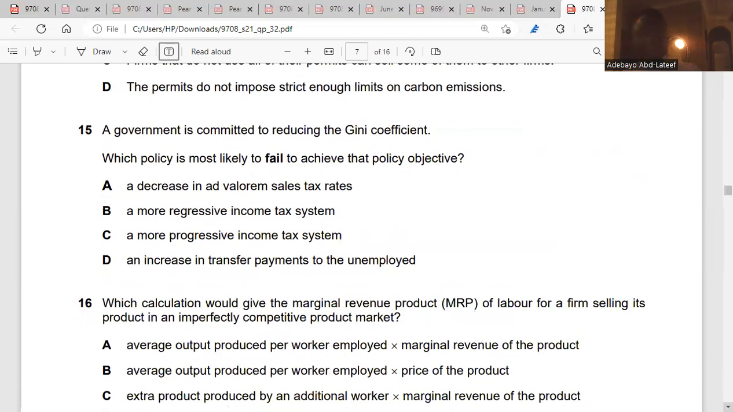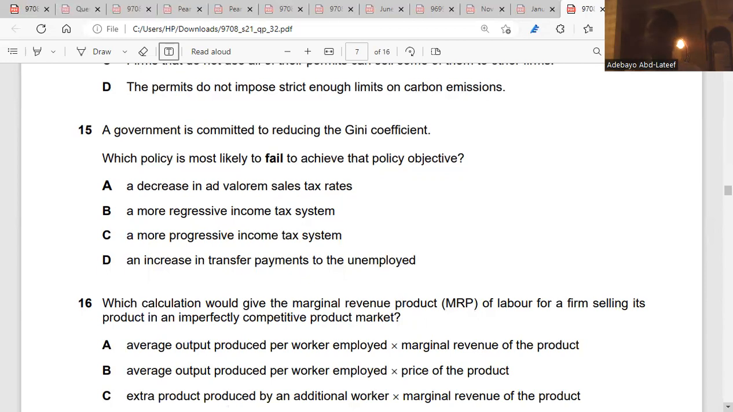Question 15. A government is committed to reducing the Gini coefficient. What is the Gini coefficient? It talks about the inequality in income. When it is 0, it is still okay. But when it is toward 1, it is high. That means the inequality in income is high. When it is so high, it's not good for the country or the economy. Because they talked about the Gini coefficient here, they're talking about inequality in income.